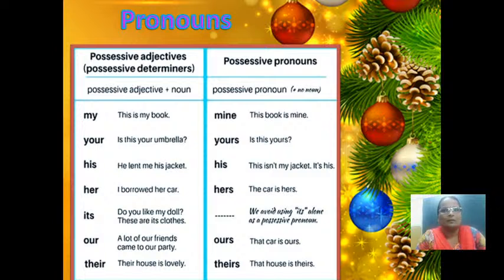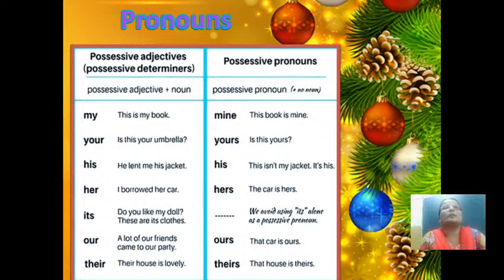Okay. Very good. The majority of the children made it correct. The possessive adjective here is his, and the noun followed by that is jacket. The next example is, I borrowed her car. Her is the possessive adjective, car is the noun. Do you like my doll? My is the possessive adjective, doll is the noun.